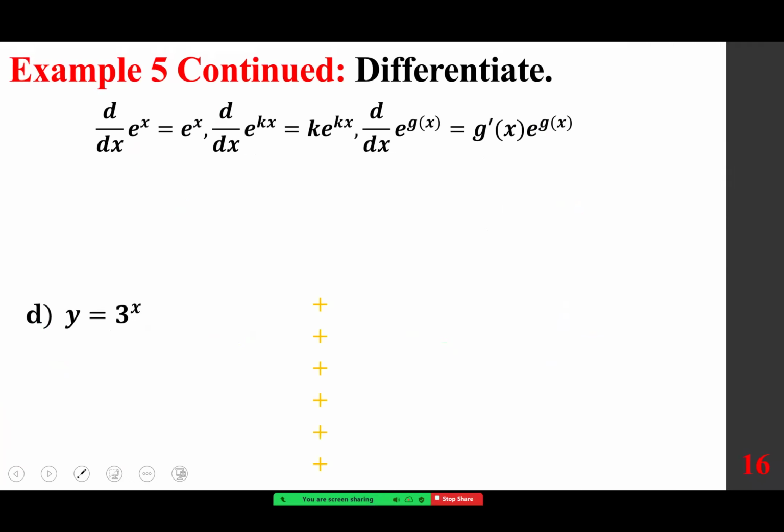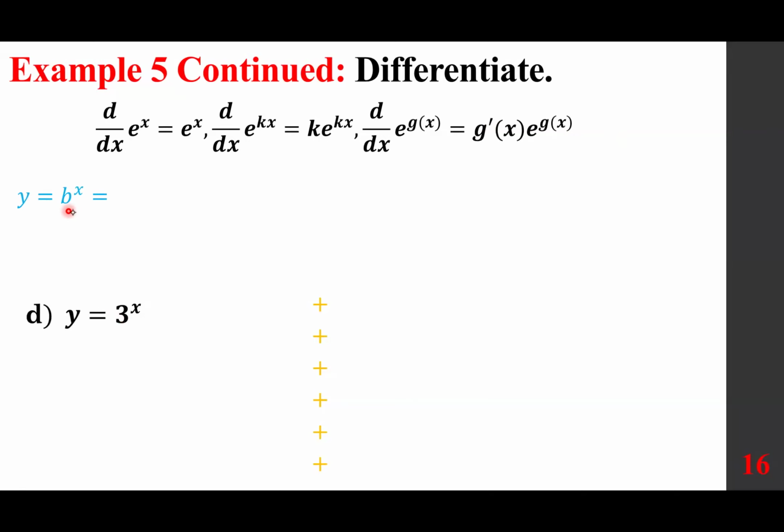So we know how to differentiate e to the power of x or e to the power of kx or e to the power of g of x. But what happens when the base is no longer e? So we want to find out how to differentiate that.